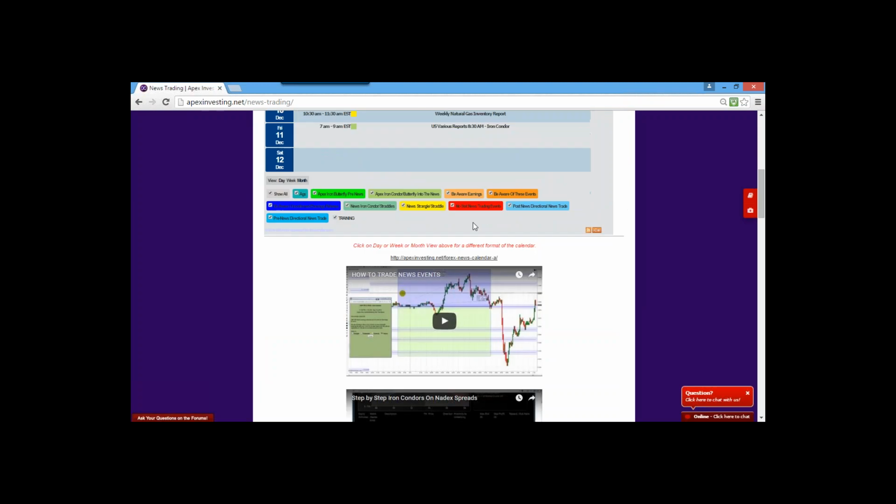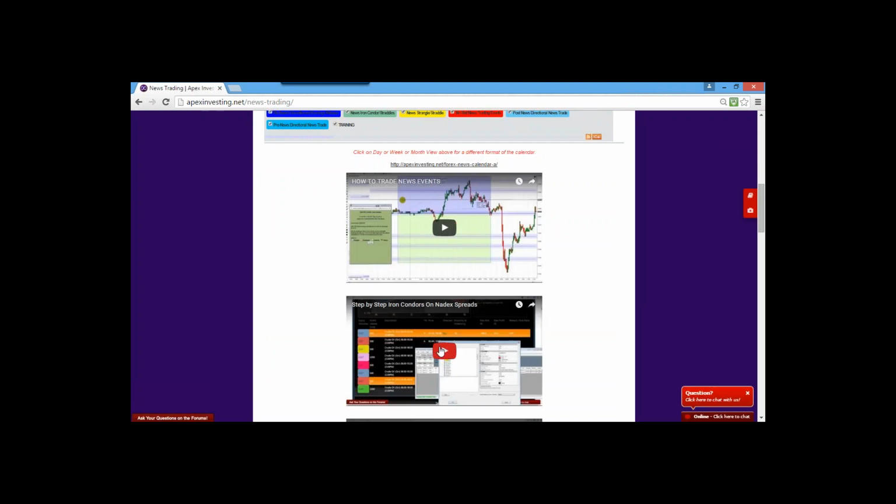underneath here, it says step-by-step iron condors. We're going to be making a new training on this. Basically, iron condors are with Nadex spreads where we're collecting premium like on news trades. And there are times we will put some real cheap out-of-the-money binaries to kind of hedge that position. It's more of a hedge, okay?